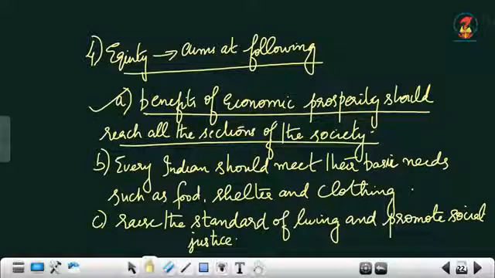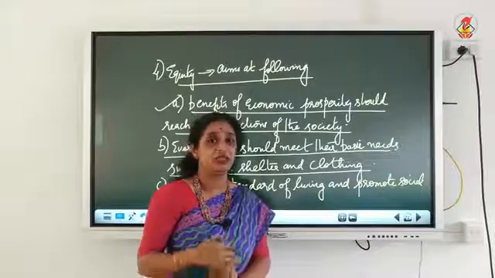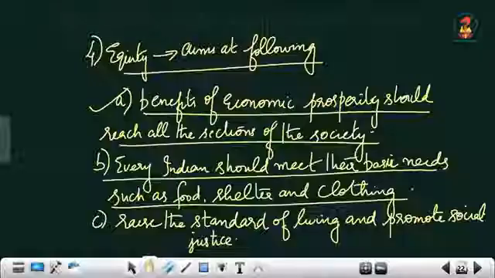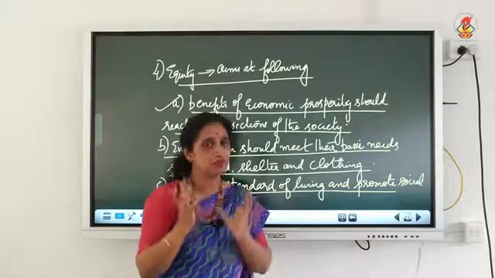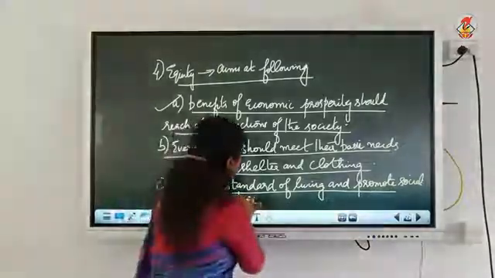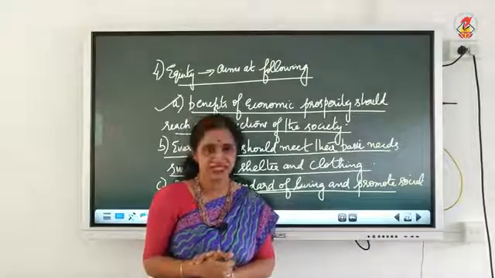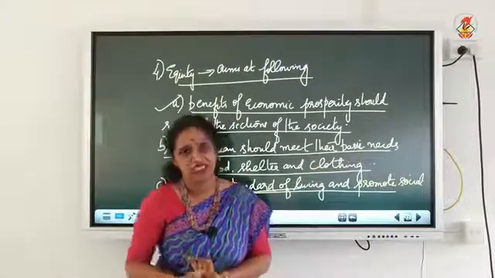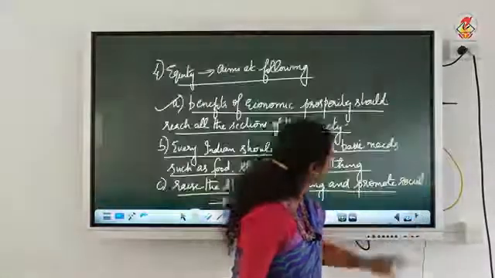Now the second aim of equity, every Indian should meet their basic needs such as food, shelter and clothing. Every Indian citizen should get the basic needs such as food, shelter and clothing. Nobody should be deprived of that. Now the last one is to raise the standard of living and promote social justice. If everybody is able to meet their needs, definitely the standard of living of the people will increase. If the standard of living is increasing in a society, definitely social justice will happen, and that was a dream of the government. So with that, the government framed the goals of a 5-year plan.